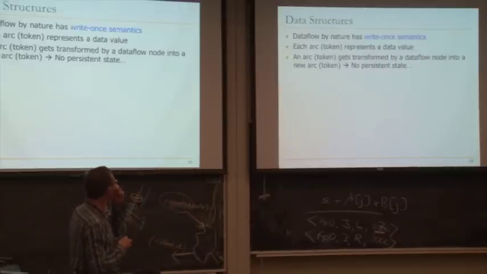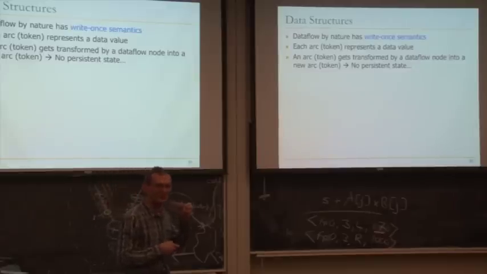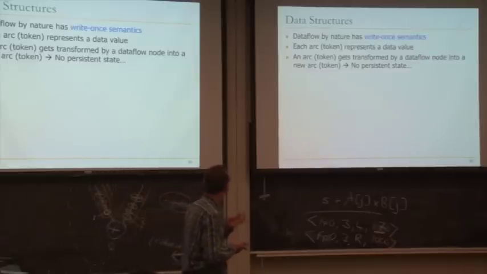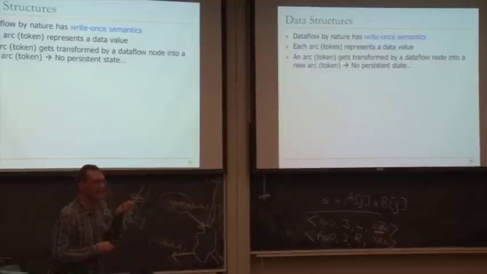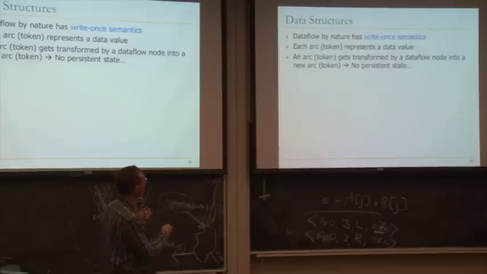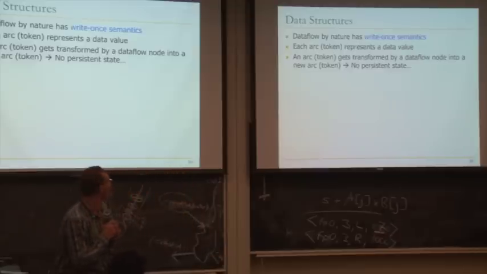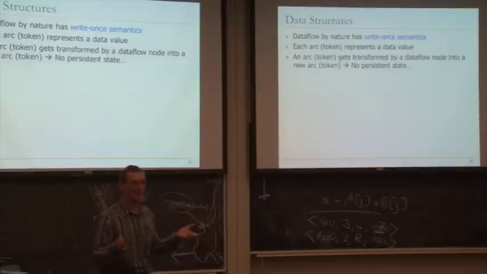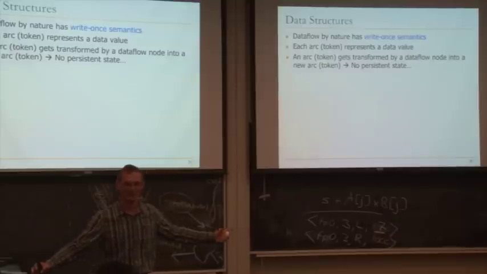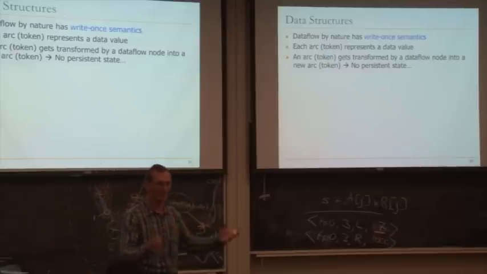Okay. Well, this is the non-beautiful side, perhaps. Data structures. So by nature, this has write-once semantics. You may need to think about this a little bit. But each arc or token represents a data value. And an arc or token gets transformed by a Dataflow node into a new arc, new token, which means that there is no persistent state, at least the way we described a Dataflow graph. And that's where the beauty comes from.